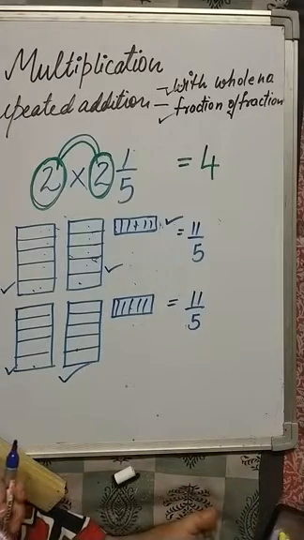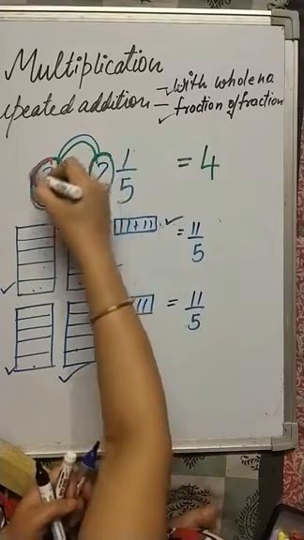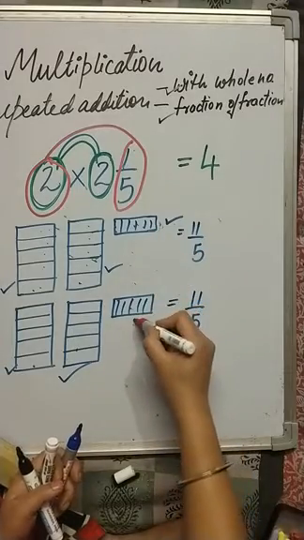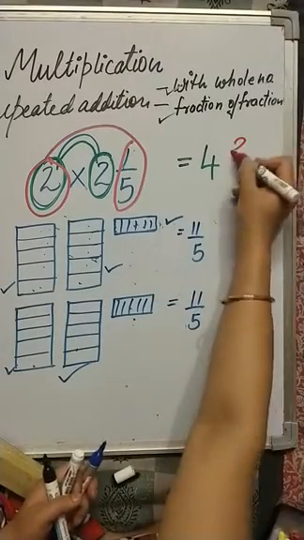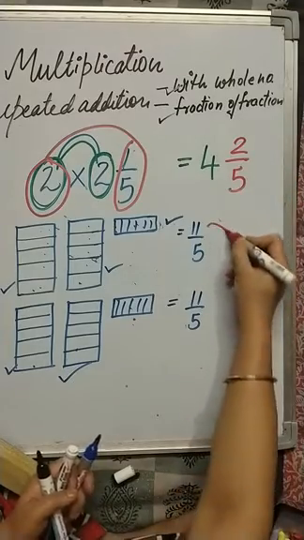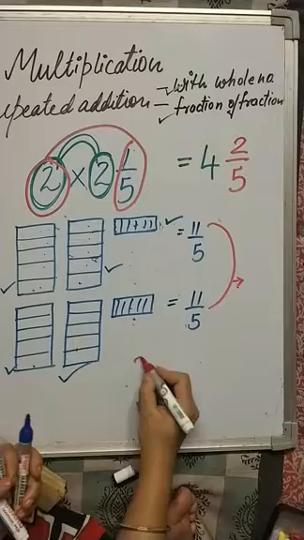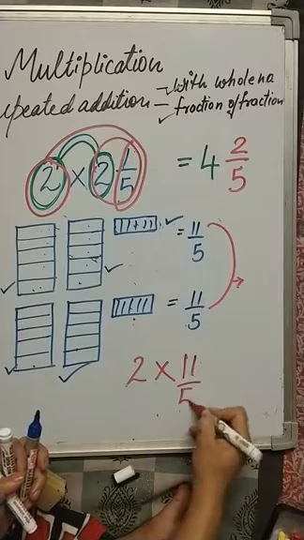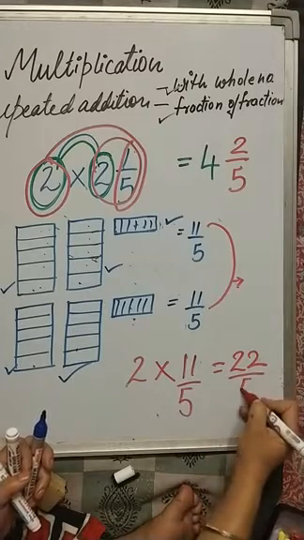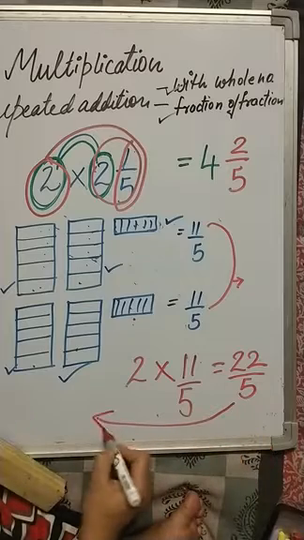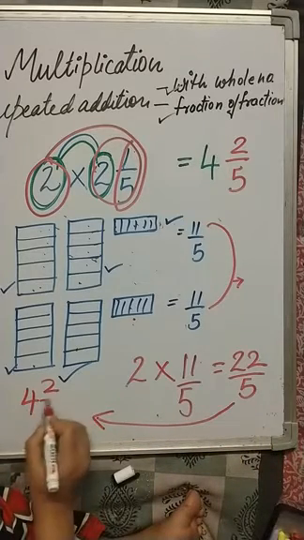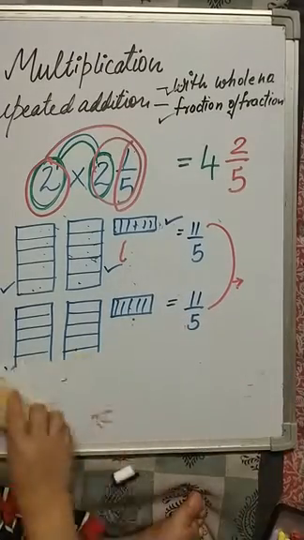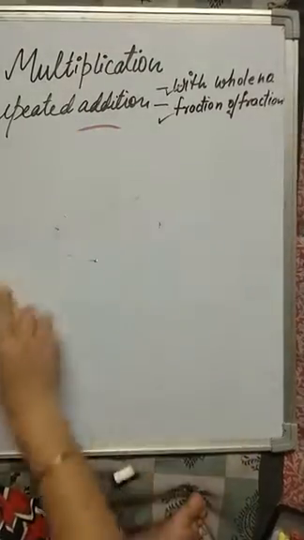Also, I am getting 2 times 1/5 of the chocolate. 2 times 1/5 means how much? 2/5. Now another way, 2 times 2 1/5 can also be written as 11/5, that is 22 fifths, and 22 fifths also means 4 full and 2/5. So this is the better way to do these types of sums. You draw the diagram for these and do these sums.